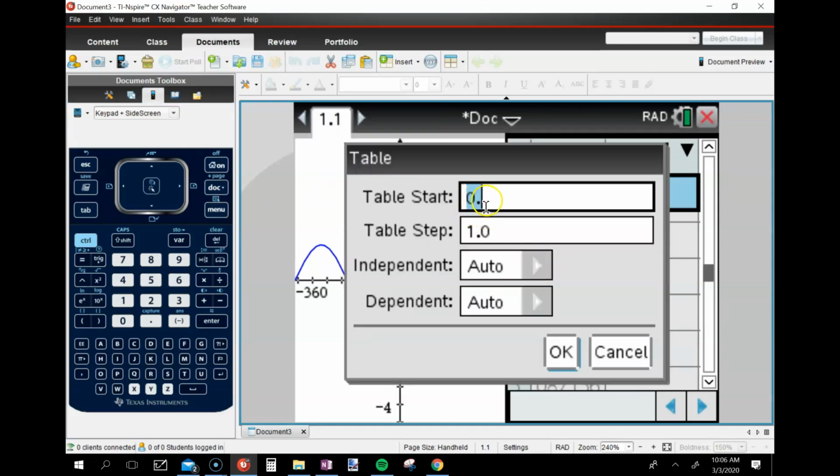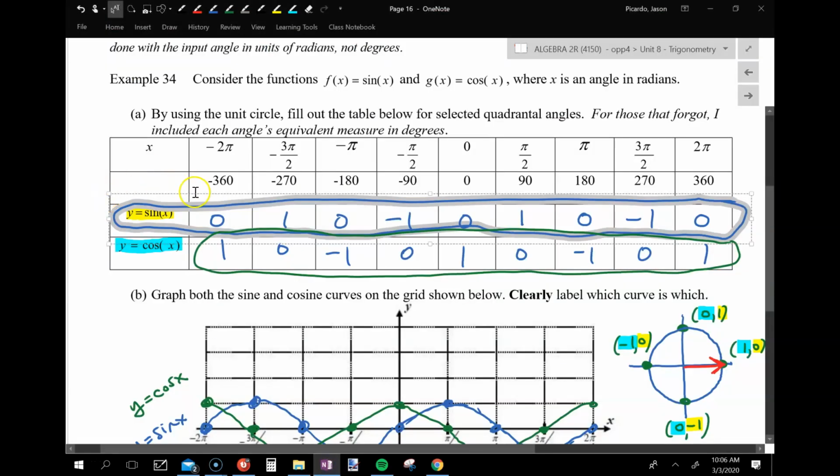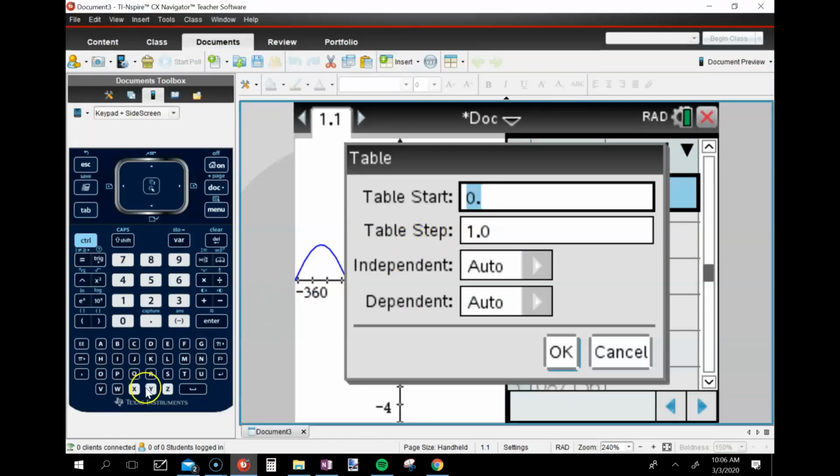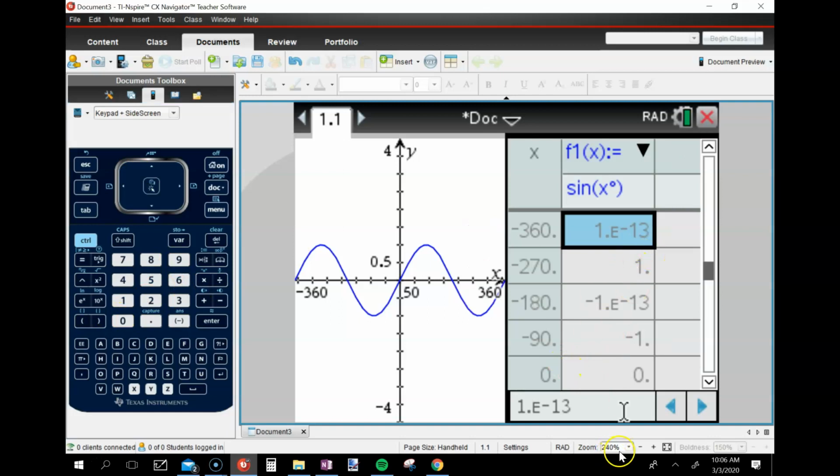I want to start my table at, so where did this table start? At negative 360, right? So if I start my table at negative 360 and my table steps by how much? Step means how much does it take to go from one to the next? I want to step by how much? 90. What's it going to do now? It's going to literally give me that chart.